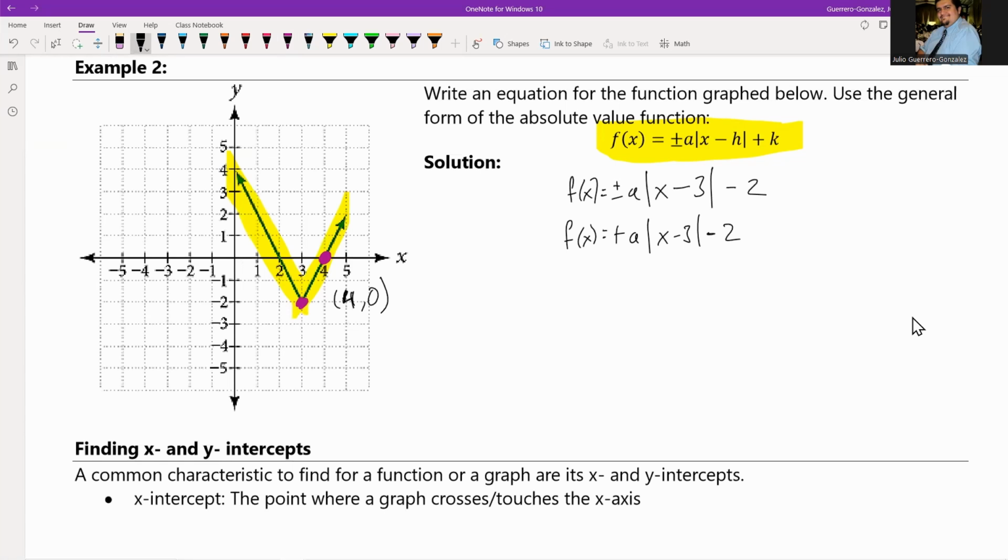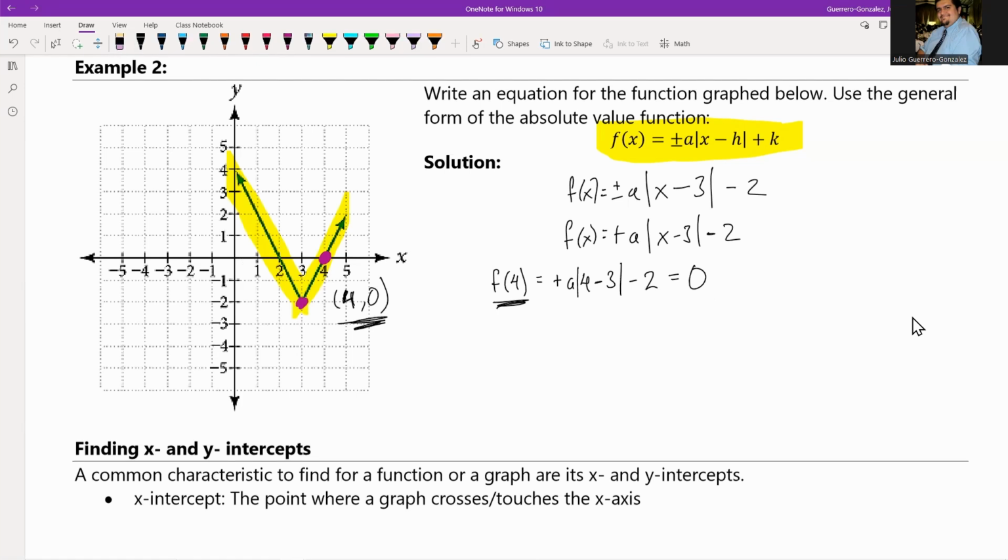So I'm going to use that point, 4, 0, to solve for my a. That means, according to what I have written, f of 4 has to equal plus a times the absolute value of, whoops, not x anymore, 4 minus 3, minus 2. And the output of all of this should be equal to 0, because f of 4 had to be equal to 0.